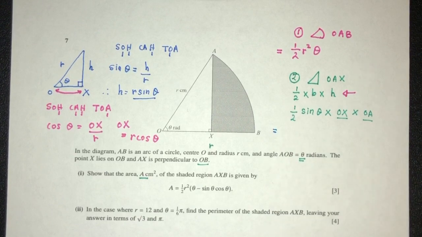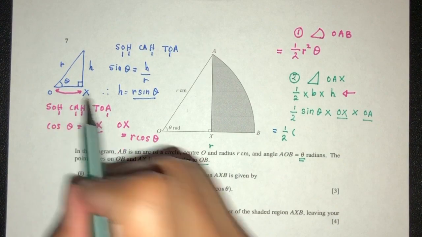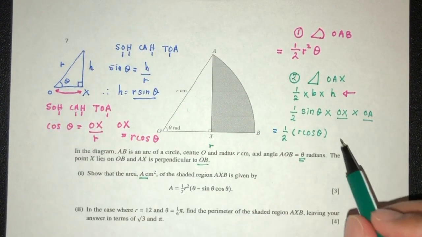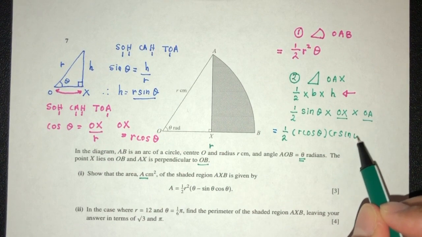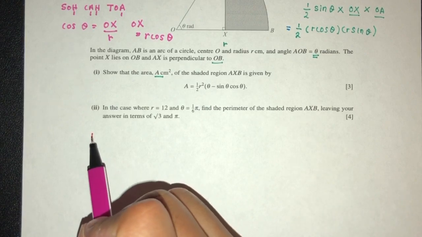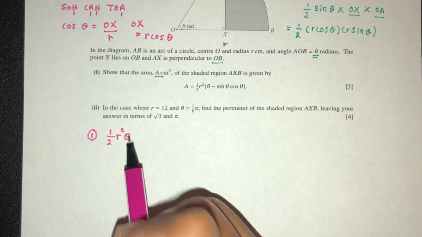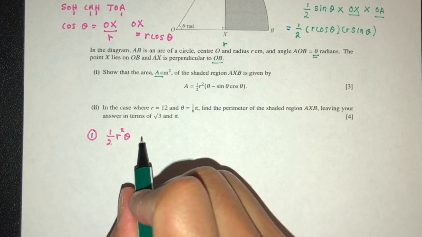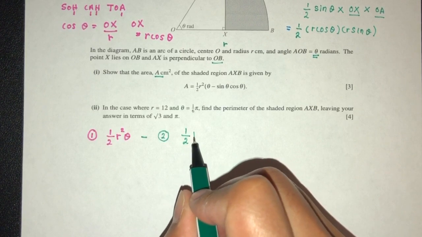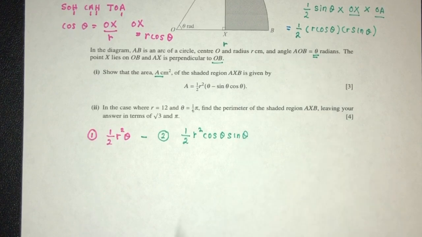That will be half times base, which is OX, R cos theta, times height, which is R sine theta. Okay, so let me simplify this. Number 1, the area of the sector was found to be half R squared theta. We have to minus number 2, which is the area of the right angle triangle, which is half R squared cos theta sine theta.